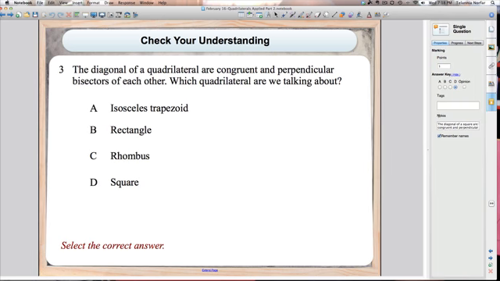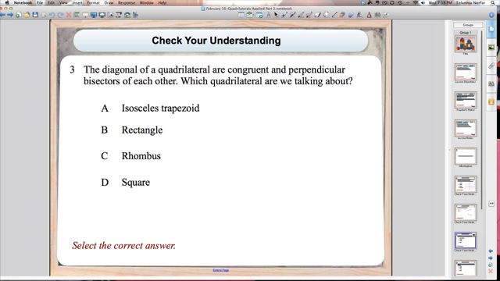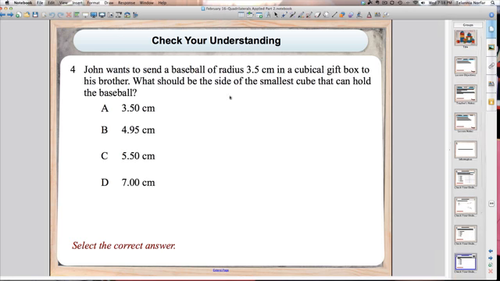Okay. Great job if you answered D. Again, the diagonals of a square are congruent and perpendicular by definition. Now let's look at the next question. Again, pause the video until you're done.